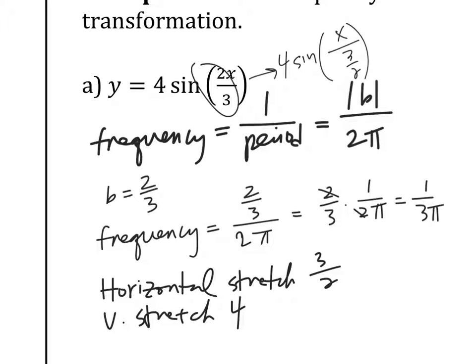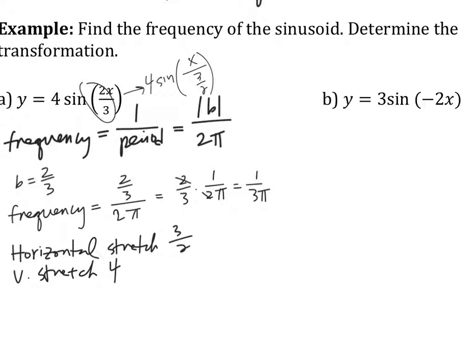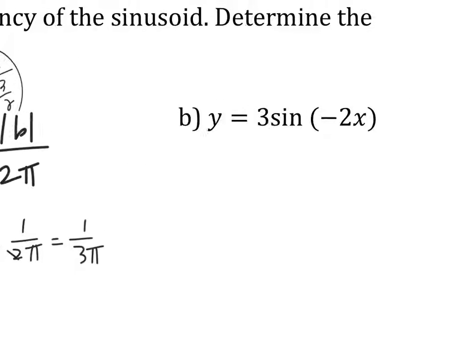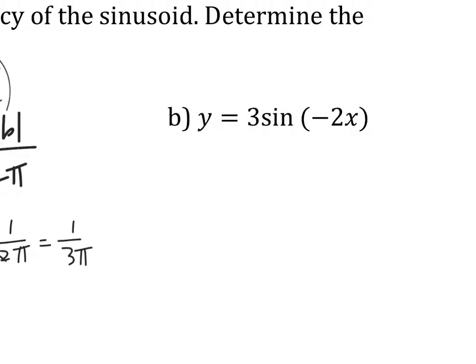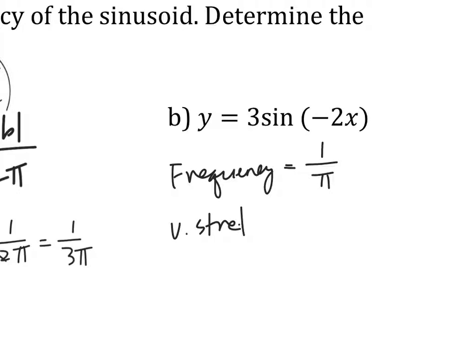Okay. Let's have you do B. So find the frequency, find the transformation. All right, Bruno, let's have you do the first one. Frequency is what? 1 over pi. Yes, 1 over pi. All right, Andy, give me one transformation. Vertical stretch by 3. You took the easy one. Okay, Raymond Yao.